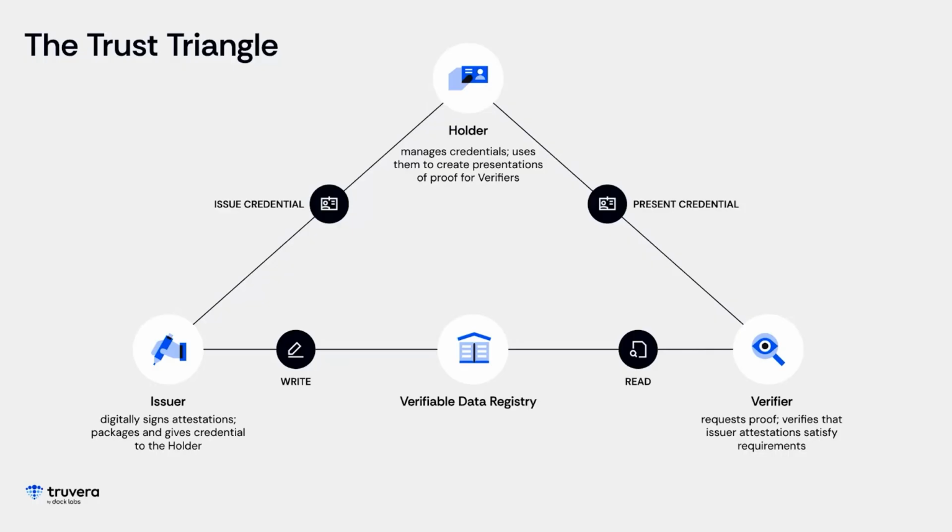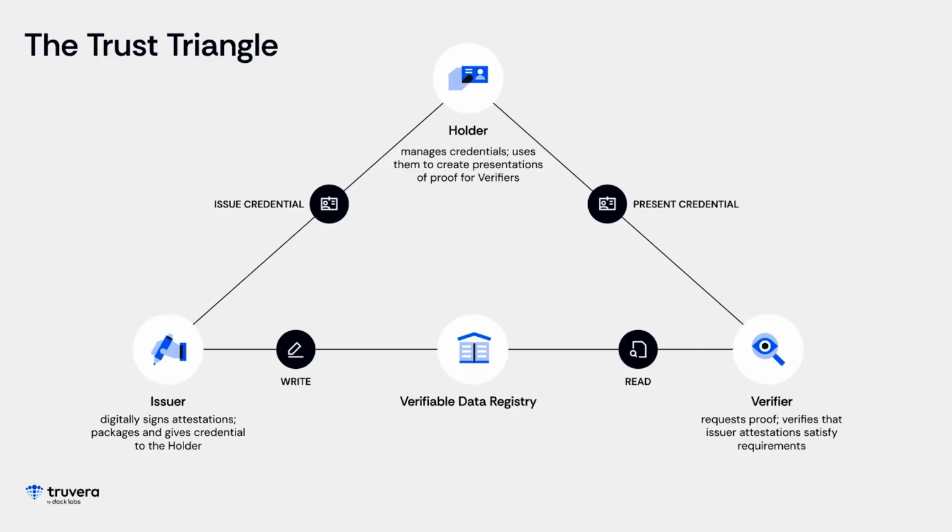And the verifier can look at that and look up the issuer's public key off of a data registry. And so the issuer publishes their public key to the data registry, and that is what allows the verifier to trust the holder, because the credential's signed with the same key. So that's the trust triangle.